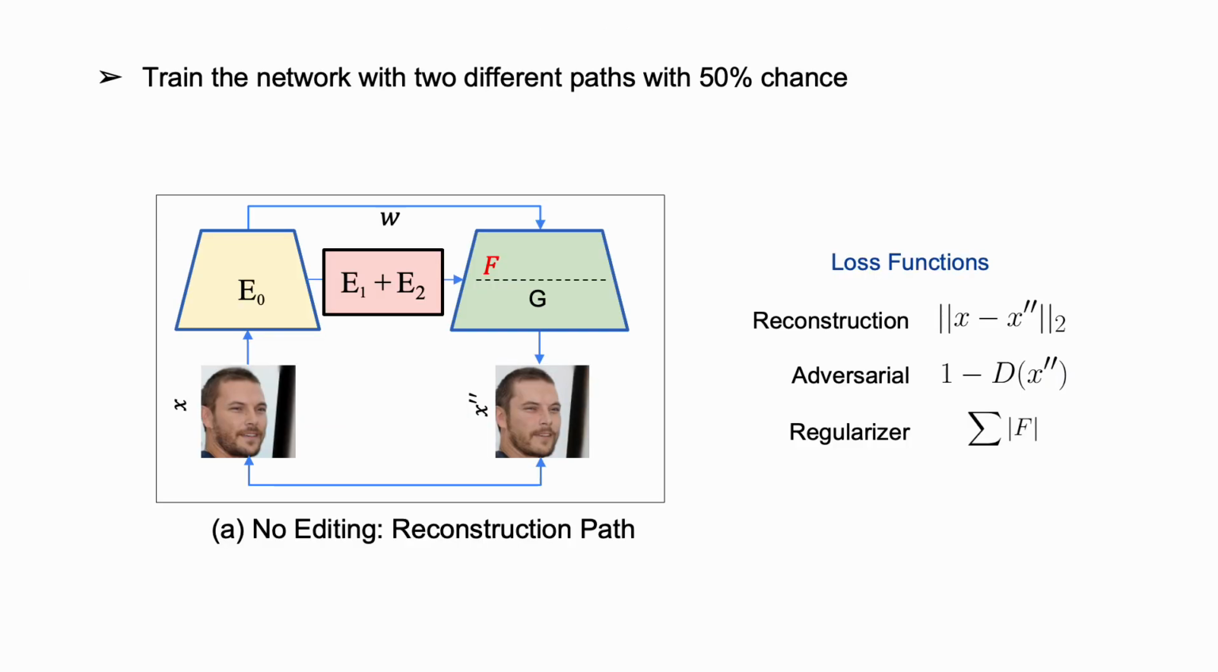We introduce two paths to train our network and one of them is selected with 50% chance. The first path is the reconstruction path. We try to reconstruct the input using pixel, perceptual and identity losses. We also apply adversarial loss on the output. Lastly, we apply feature regularizer because we don't want to change the generator too much. Note that this path is what other GAN inversion methods also use.